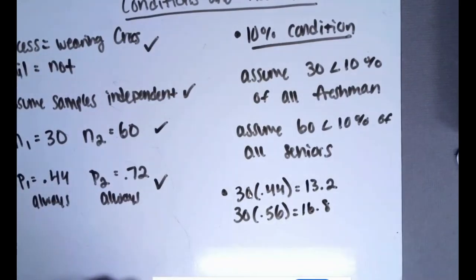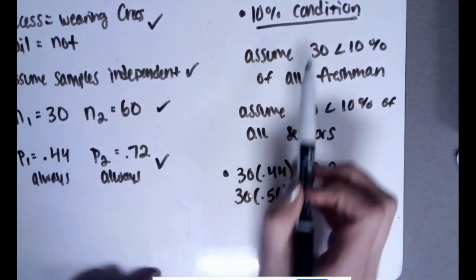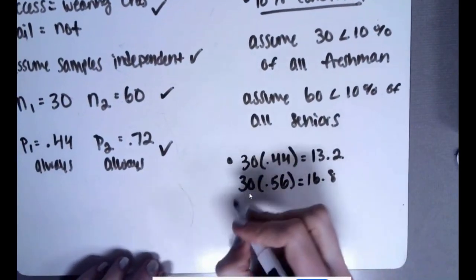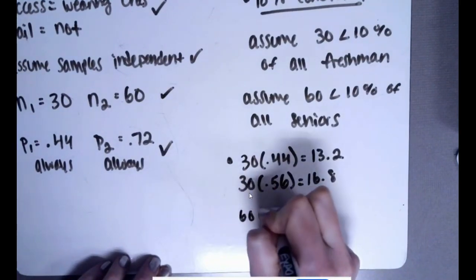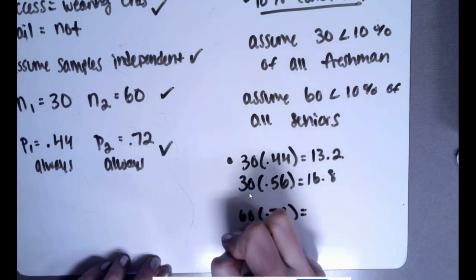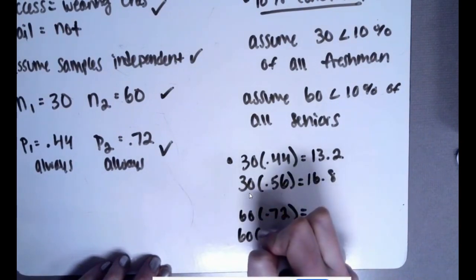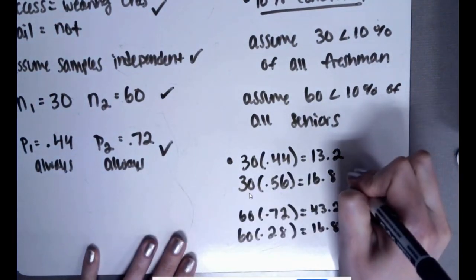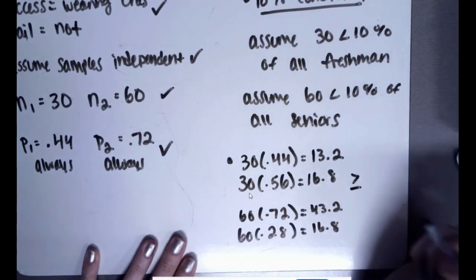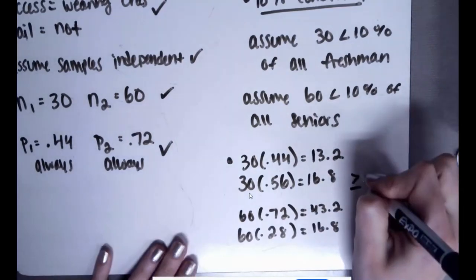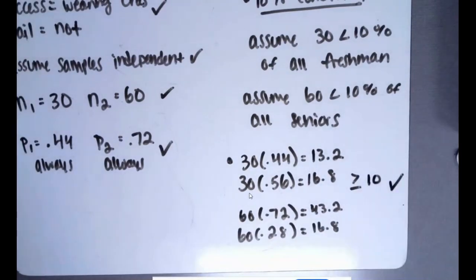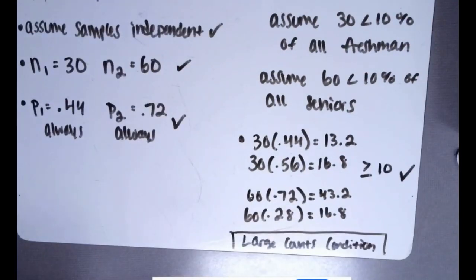And we need to check that this is true for both samples, just like how we checked the 10% condition for both samples. So we also need to check that 60 times 0.72 and 60 times 0.28 are greater than 10. So yes, all of these counts of predicted numbers of successes and predicted number of failures are greater than 10. So we have met our large counts condition, and this distribution can be modeled with a normal distribution.